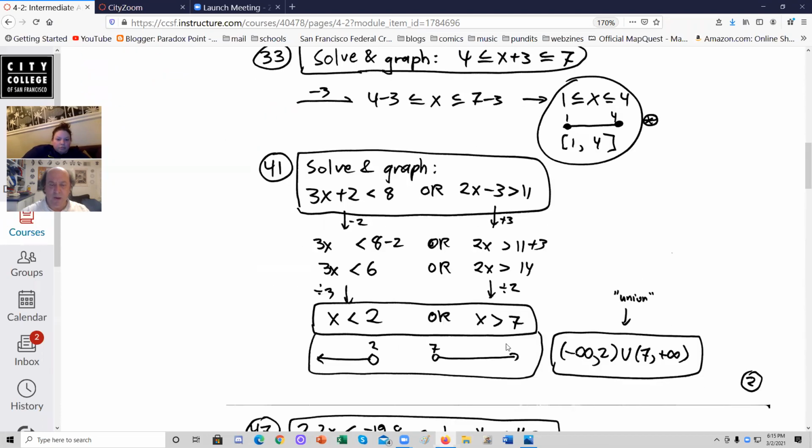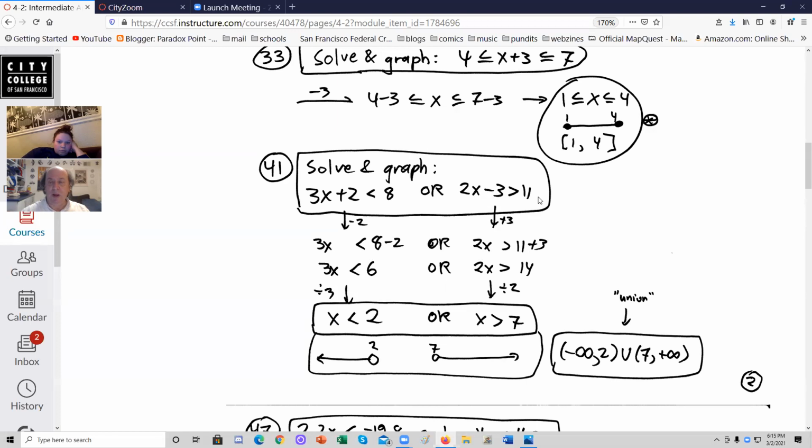Now here they ask to solve and graph: 3x plus 2 is less than 8, or 2x minus 3 is greater than 11. All right, first to solve this, we subtract 2 from both sides. It keeps the inequality the same. 3x is less than 8 minus 2. 3x is less than 6. And then we divide by a positive 3; dividing by a positive number keeps the inequality the same direction. X less than 2.